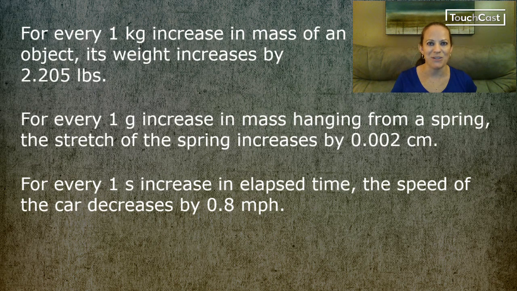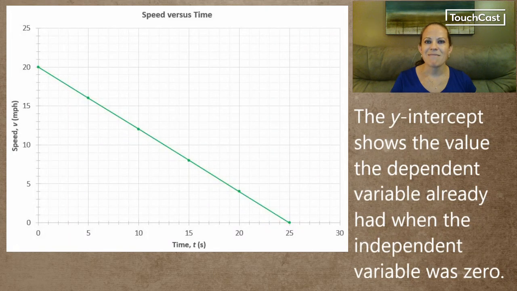Now let's talk about intercepts. Let's come back to that speed versus time graph because it was the first one that we had a clear y-intercept on. So our y-intercept is right here, and that value is (0, 20). So when the time elapsed was 0 seconds, the speed of the car was 20 miles per hour. In fact, let me write that for you.